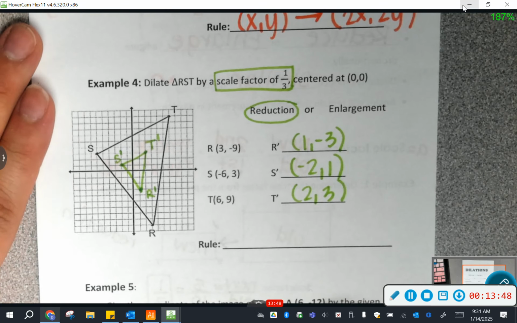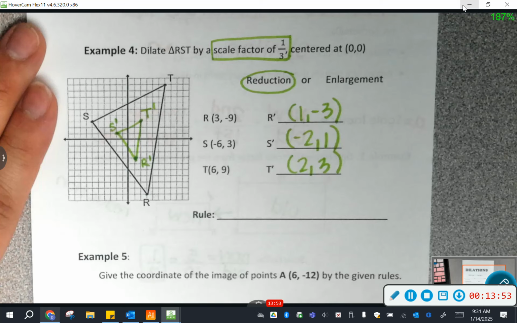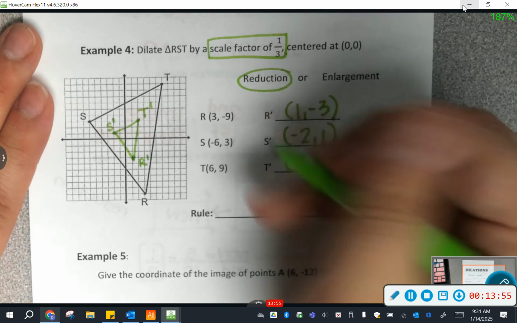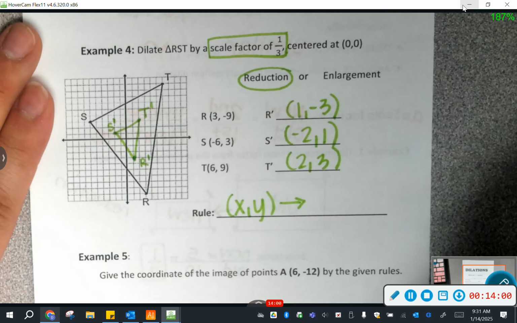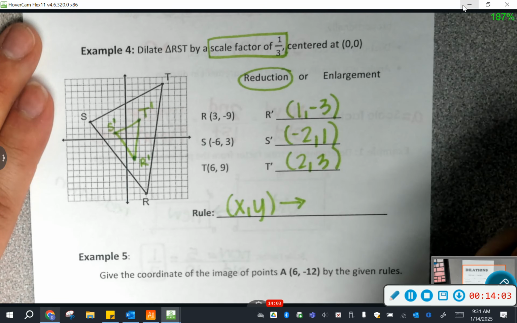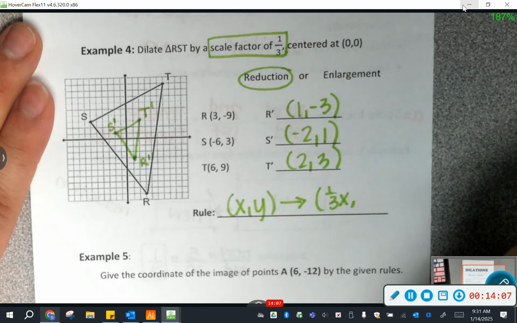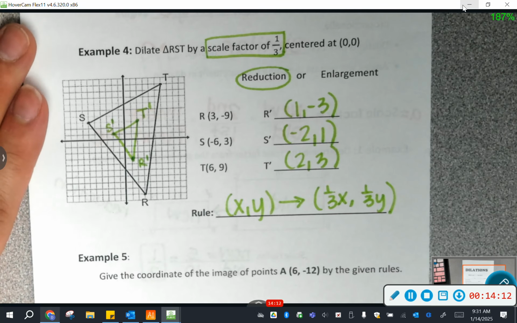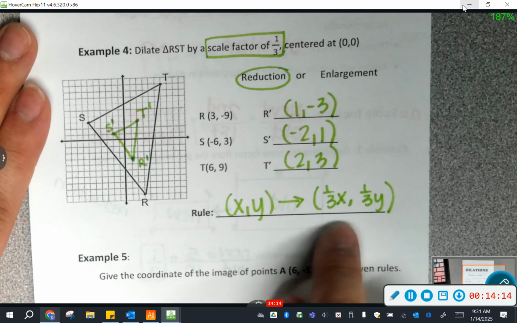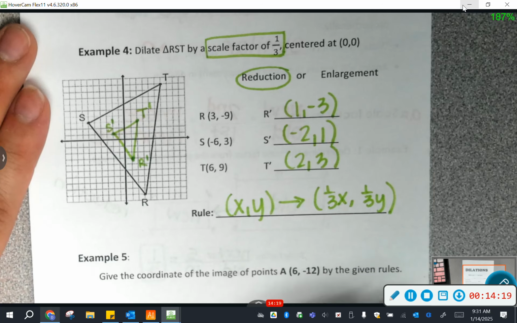Did this actually reduce? Did it get smaller? Yeah. So what's my rule going to be? How does a rule start off? XY is going to turn to what I do? 1/3 X, comma, 1/3 Y. By the way, for this class, they are always going to be the same. Could they be different? Sure. K-level explores that. We're not going to explore that. We're just going to keep them the same.